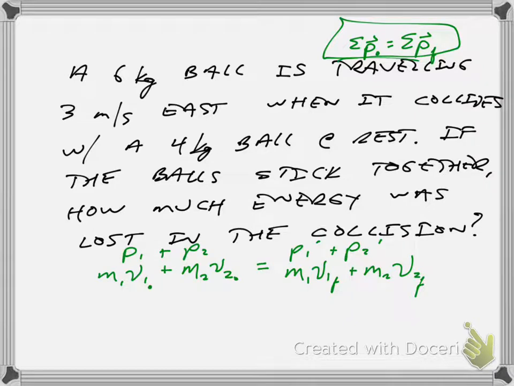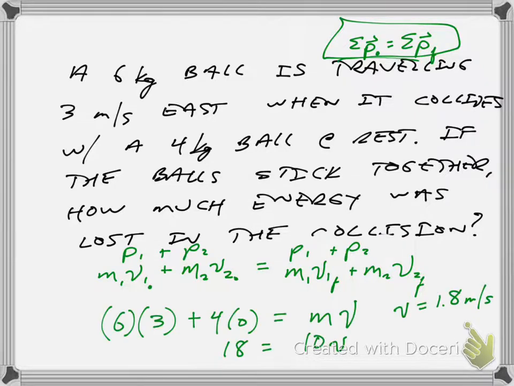And so now I just plug in values. Recognizing that they both have the same final velocity, I can just add their masses after the collision. And so 6 times 3 plus 4 times 0 before gives 18 kilogram meters per second of momentum before. And then after, they have a combined mass of 10, and we're looking for their final velocity together. And so 18 equals 10v. And so together they move off at 1.8 meters per second.